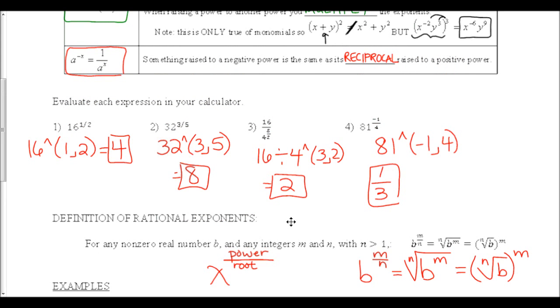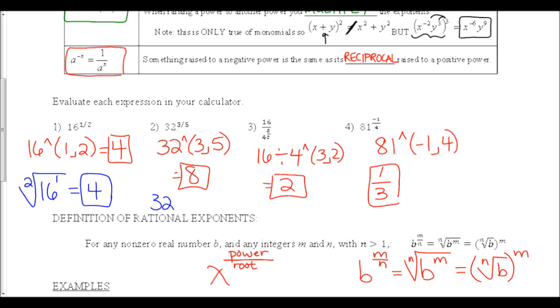Now that we understand this definition of a rational exponent, let's go back and look at the 1 through 4 that we did on our calculator and see why these should make sense if we were to do them with our brain instead of with our calculator. For number 1, 16 to the 1/2 meant the index was 2 and the power was 1. So the square root of 16 is 4. That's what I got on my calculator. Looks good. How about 32 to the 3/5?